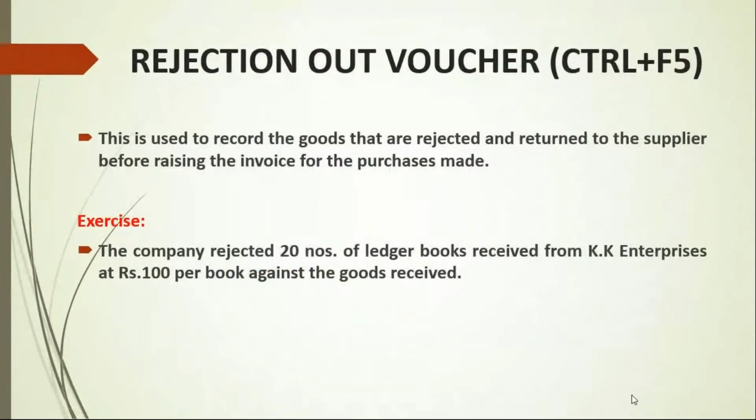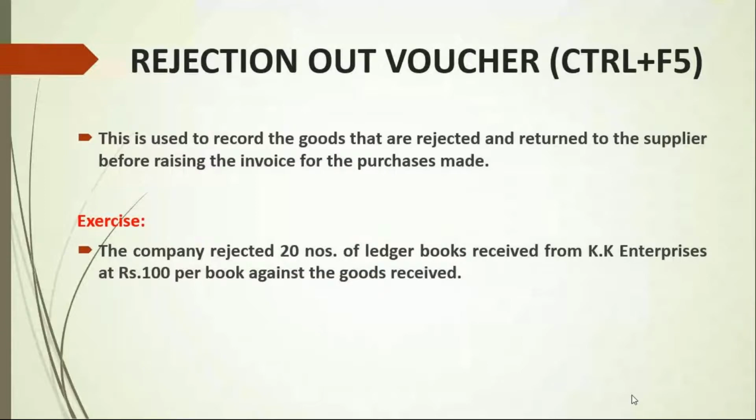So let me discuss that rejection out voucher. Yes, this is the one. So what is the function key for rejection out voucher? It is Control F5. Now what do we mean by this rejection out voucher? It is used to record the goods that are rejected and returned to the supplier before raising the invoice for the purchases made. Yes, before the bill is raised. In case any stocks have to be returned to the supplier, that time this voucher is entered.